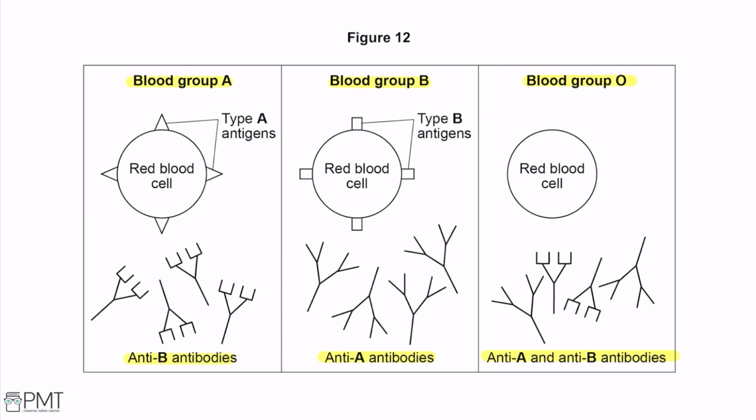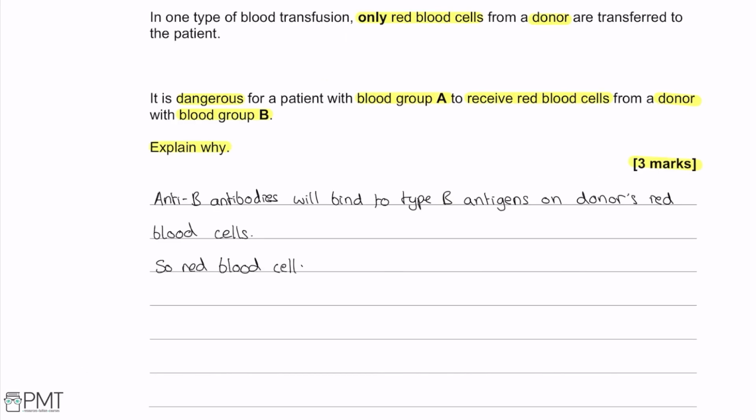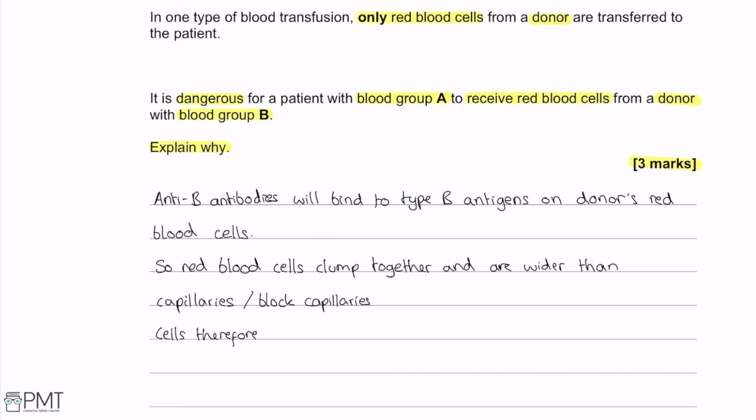So if we have a look back at the diagram, we can see that there are anti-B antibodies present in the blood of the patient with blood group A, and these anti-B antibodies have that square shape, which is complementary to the type B antigens present in the person with blood group B. So what happens is the red blood cells start to clump together, and this causes them to be wider than the capillaries and start to block them. The result of this is oncoming red blood cells cannot deliver oxygen or glucose to other cells of the body, and this means that those cells cannot respire. And that's all you need to say, it's a mark per statement.